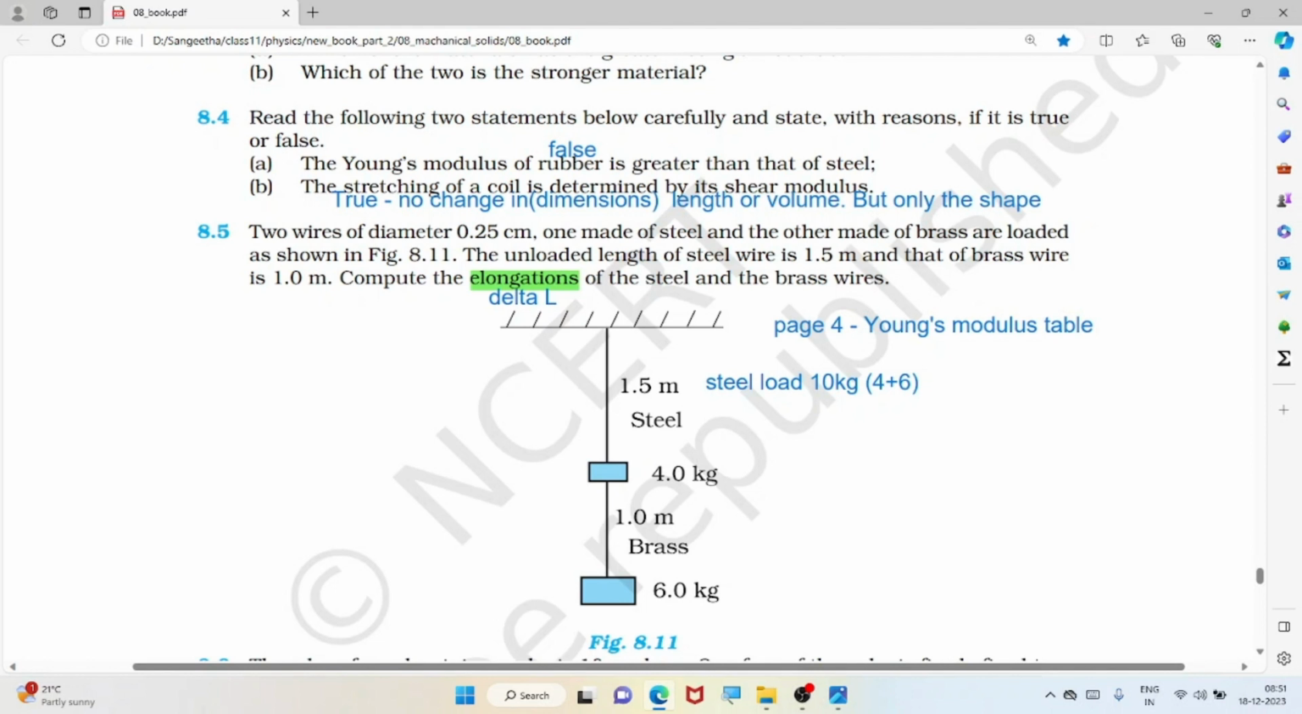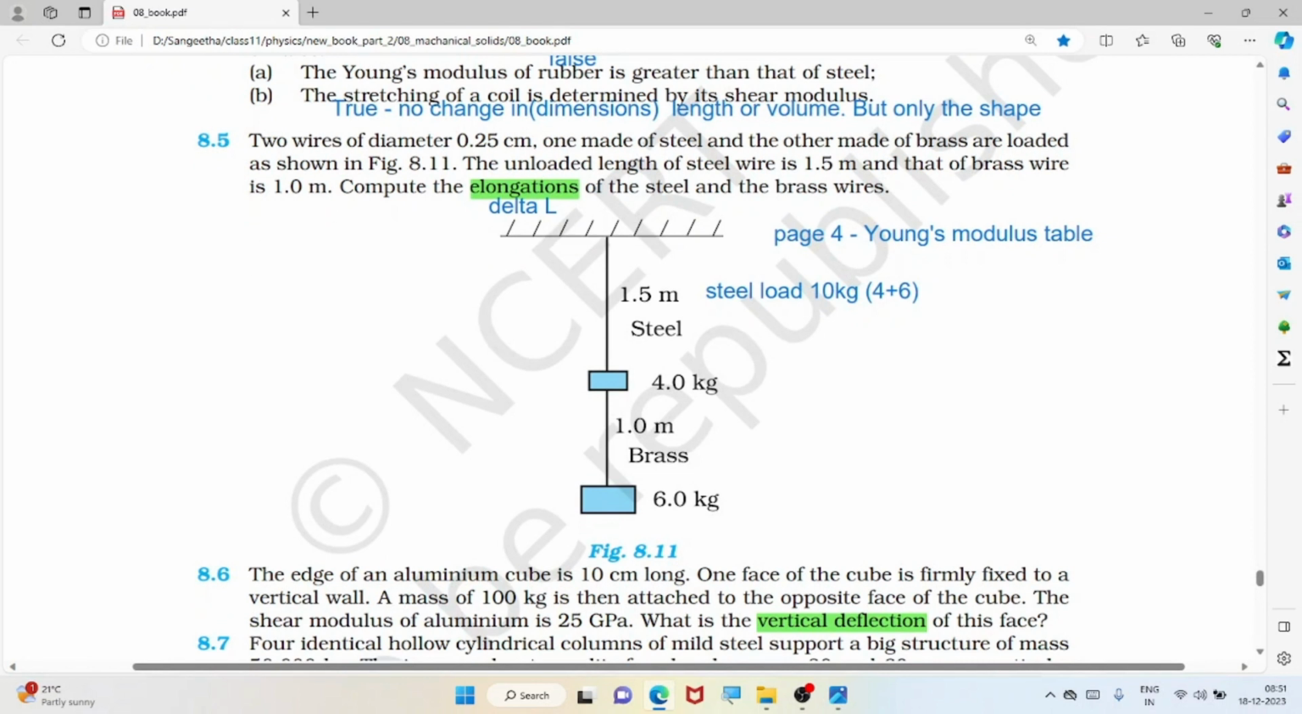Stretching of the coil is determined by the shear modulus. Yes, shear modulus. Stretching of the coil changes only the shape. It doesn't change the dimensions, that is length or volume. It only changes the shape. So this is shear modulus.